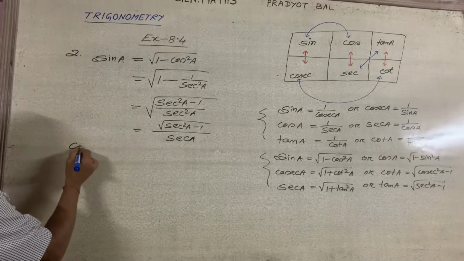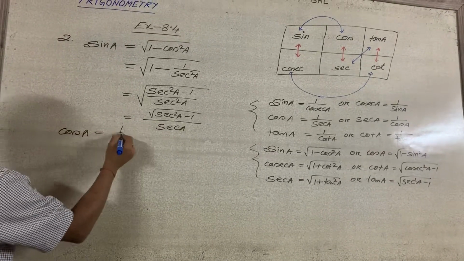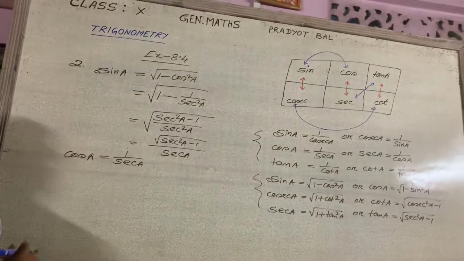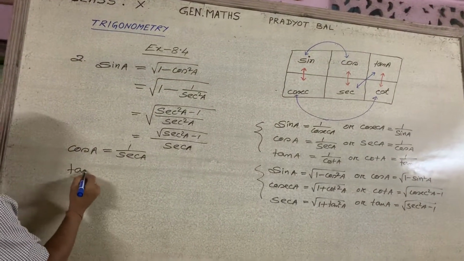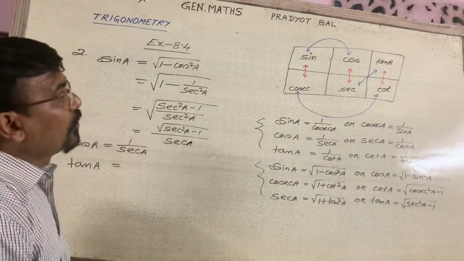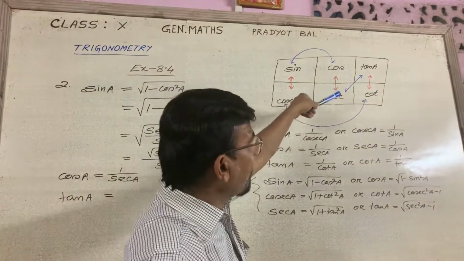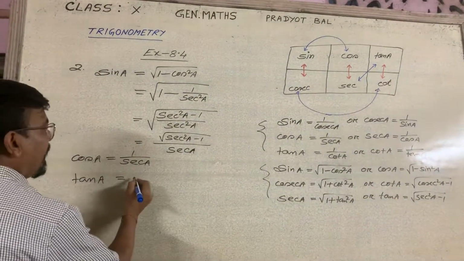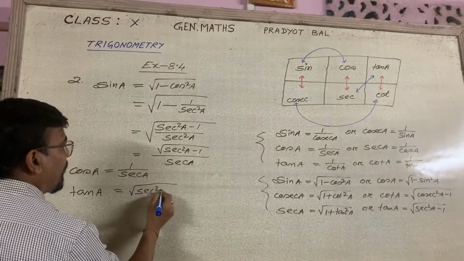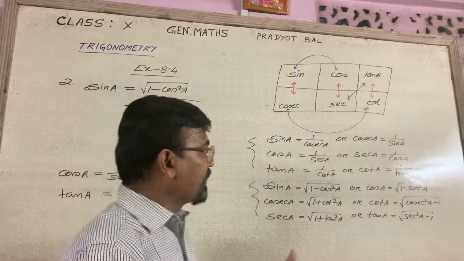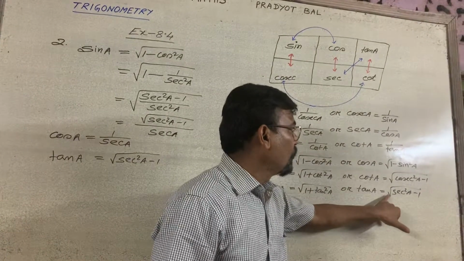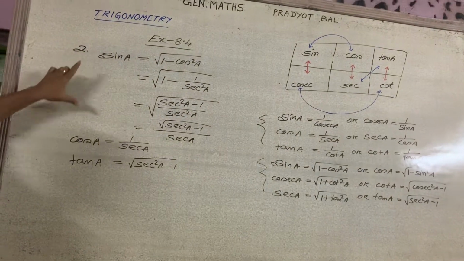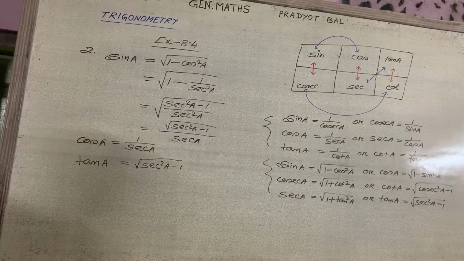Next comes our cos A. Cos A we all know is 1 by sec A. That means cos A has been expressed in terms of sec A. Next comes tan A. If you follow the road, you see tan A and sec A are directly related. That means you can express it with the help of formula. Tan A is equal to root over sec square A minus 1. Where from we have got this? This. So we have expressed sine, cos and tan in terms of sec.